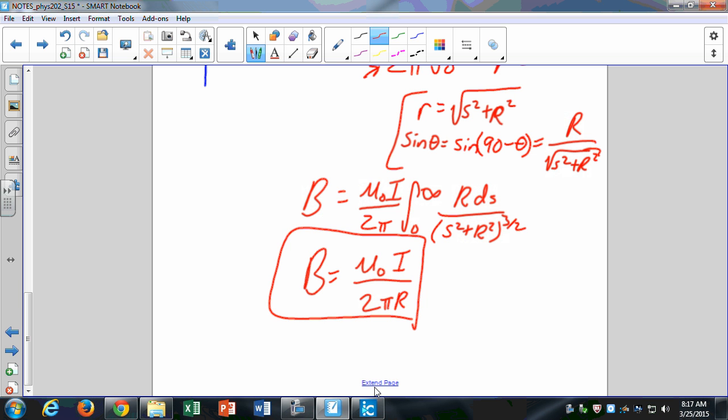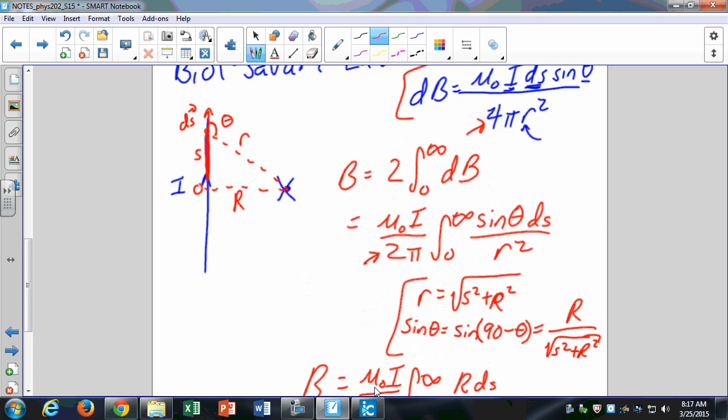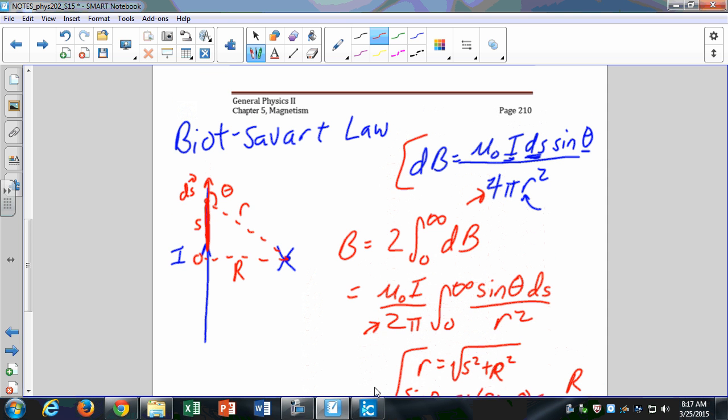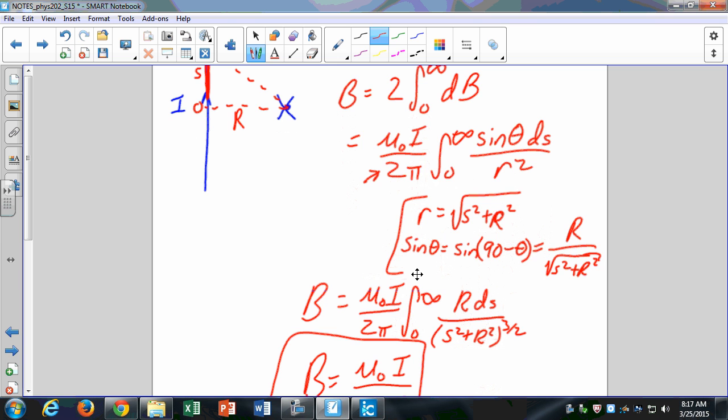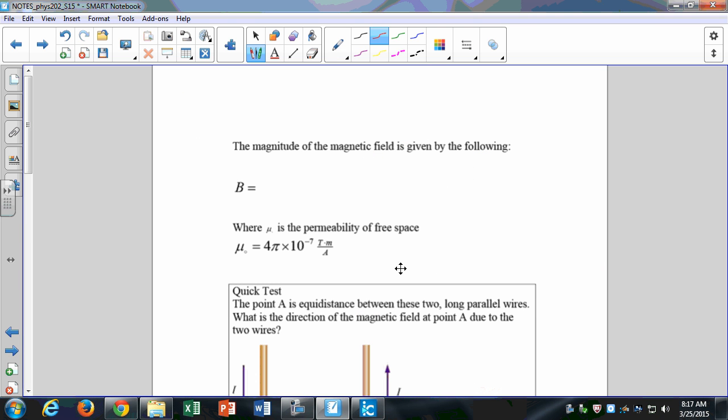All right, so that's how we find the magnitude of that magnetic field. And again, I want you to be exposed to this, where I integrate from here to infinity, recognizing that the magnetic field on both sides are the same, and then I can go through and make these substitutions based on trigonometry, integrate over that whole region. All right, so our magnetic field is given by that law, mu naught I over 2 pi r.